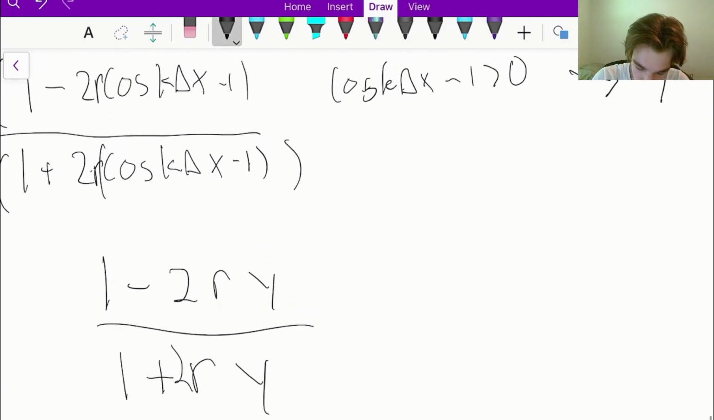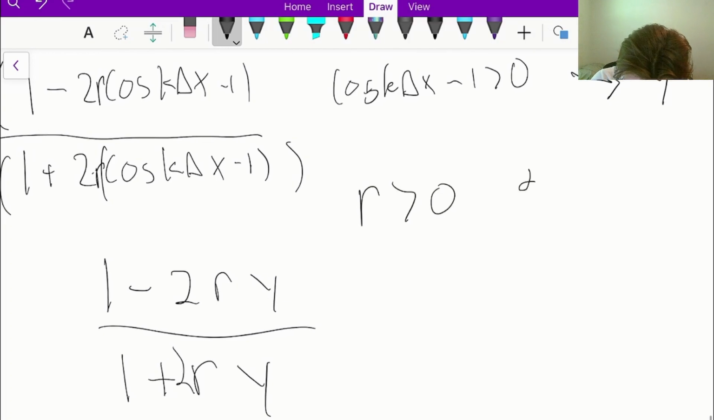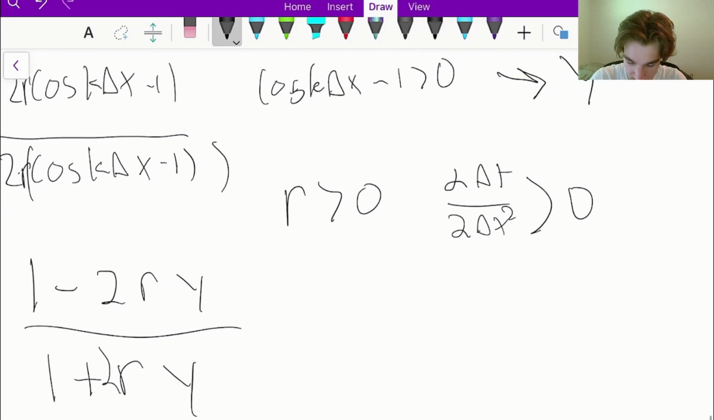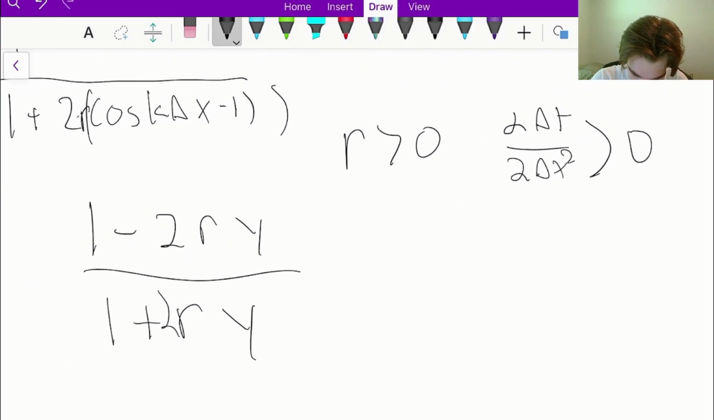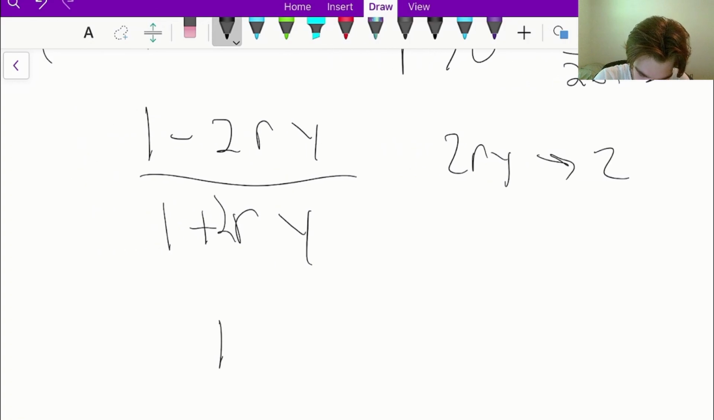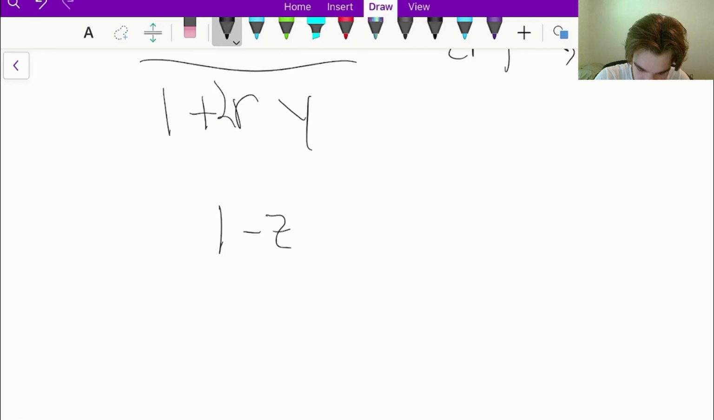right? So we know that r is also always going to be positive because just the equation itself, it's always going to end up positive. So this will always be greater than 0. So now we can call this 2ry. We can set this to a variable of z. So we get 1 minus z over 1 plus z.